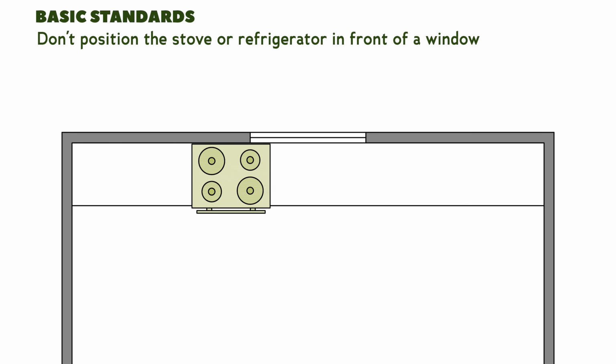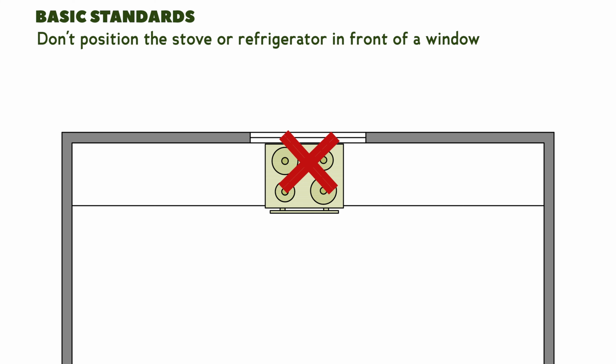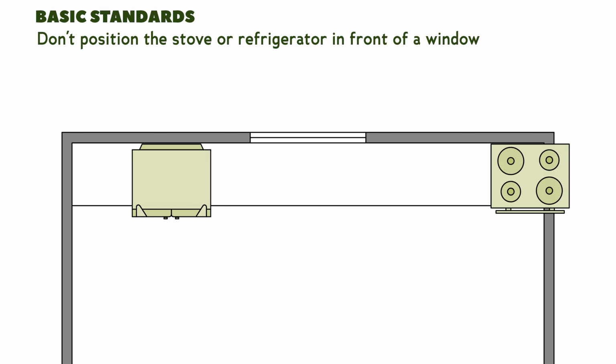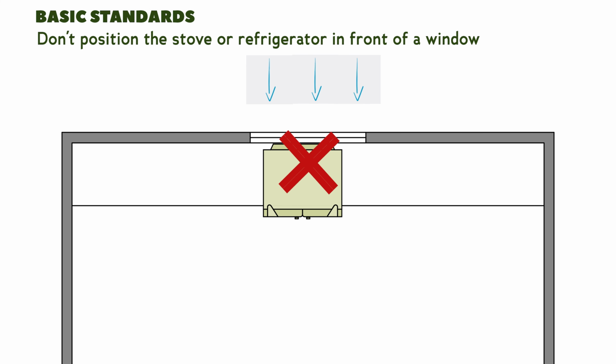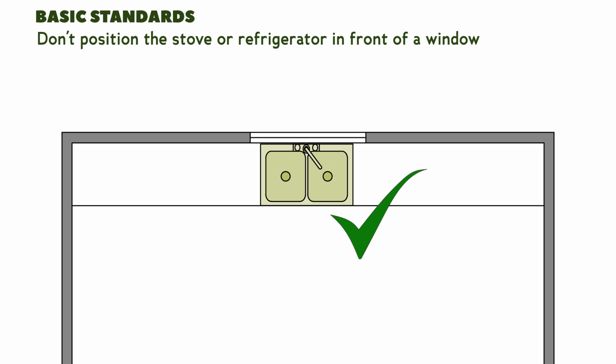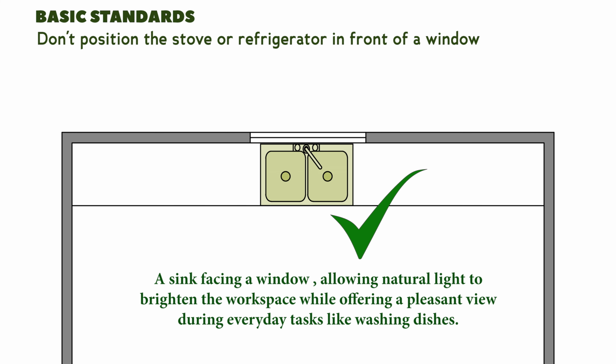Don't position the stove or refrigerator in front of a window. Placing either appliance in front of a window can obstruct natural light. It can also interfere with airflow or make it difficult to open and close the window. Keeping windows free of major appliances ensures better light distribution and ventilation in the kitchen.